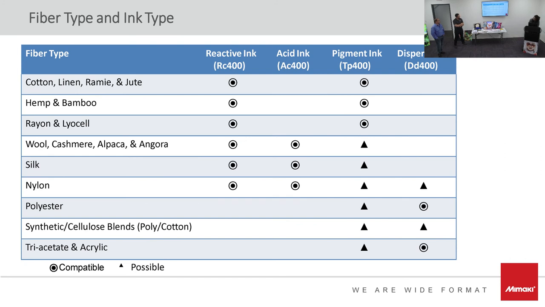And this is just your ink and fiber types that are compatible with each other. Of course, your reactive inks are going to be for your natural fibers, and some of your protein fibers. Then you have your acid, which is more for your protein fibers. And then you have your pigment, which allows you to basically print on all types of fibers. But of course, if it's something other than natural fibers, we would recommend that you be testing. And then you have your dispersed for your synthetic fibers.